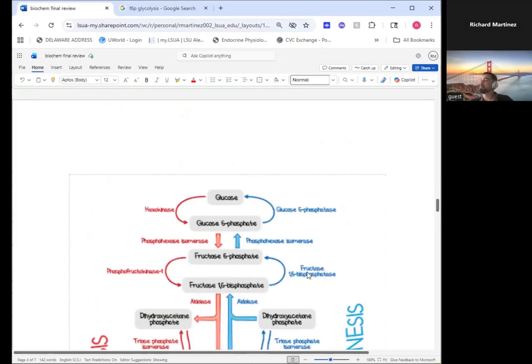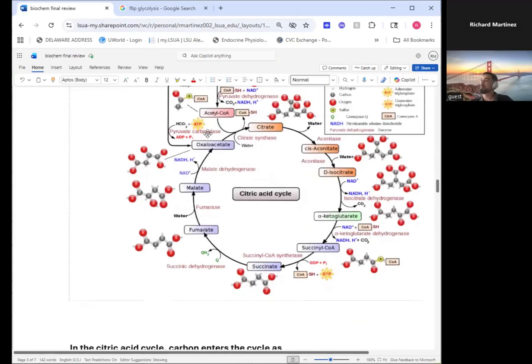Okay, so let's go back to Krebs. Citrate synthase. Yep. So it's combining an oxaloacetate, that's a 4 carbon group, to make citrate.